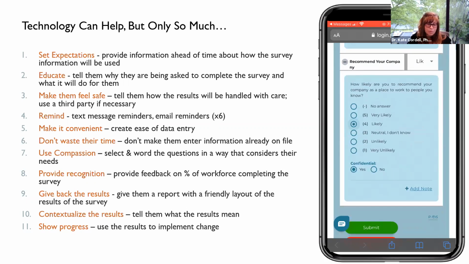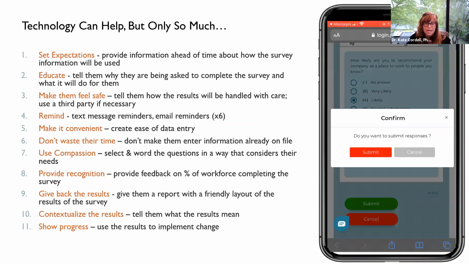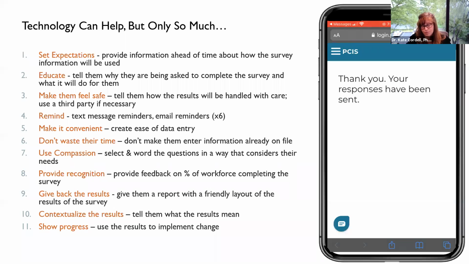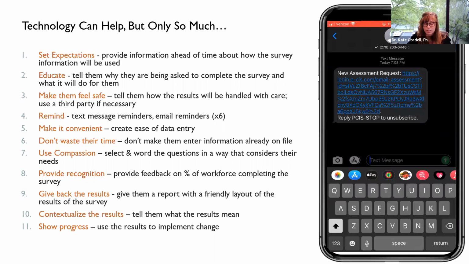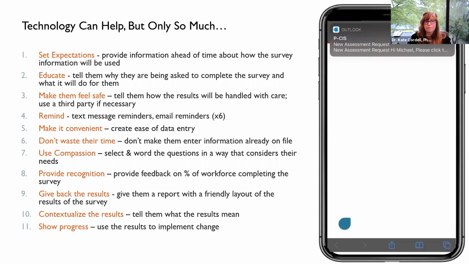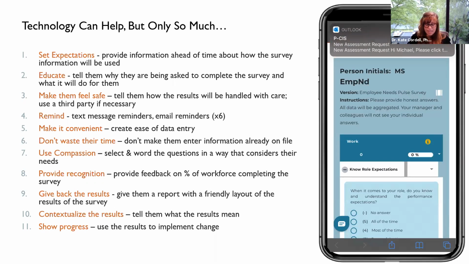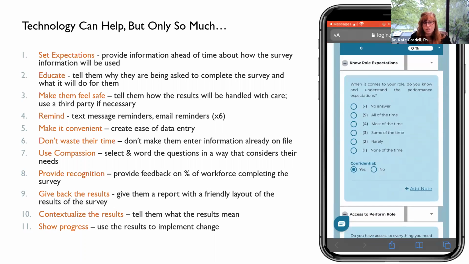Let them know what the results were, then contextualize those results by telling them what that means, and then use the results to show progress. Say, okay, we've seen that X% of folks don't really understand their job, so we're making this change in the organization. We're going to ask everybody to spend 10 minutes to identify what they think their responsibilities are, and then we're going to have a 10-minute intervention, whatever it is that you decide to do in relation to those answers.